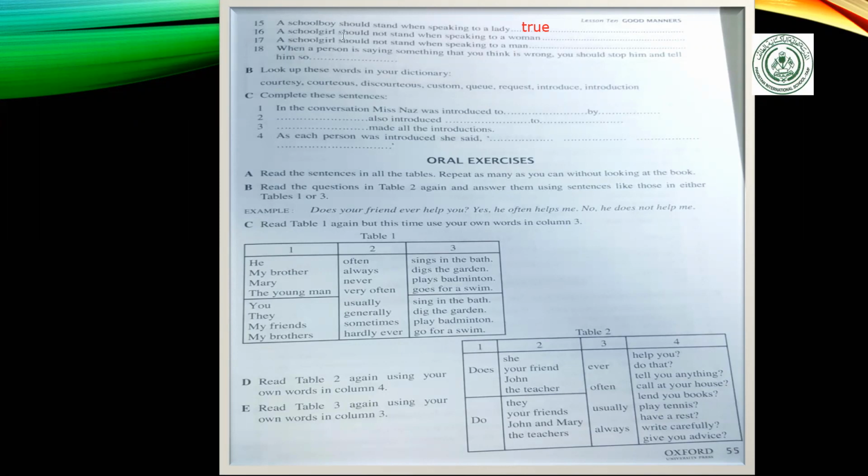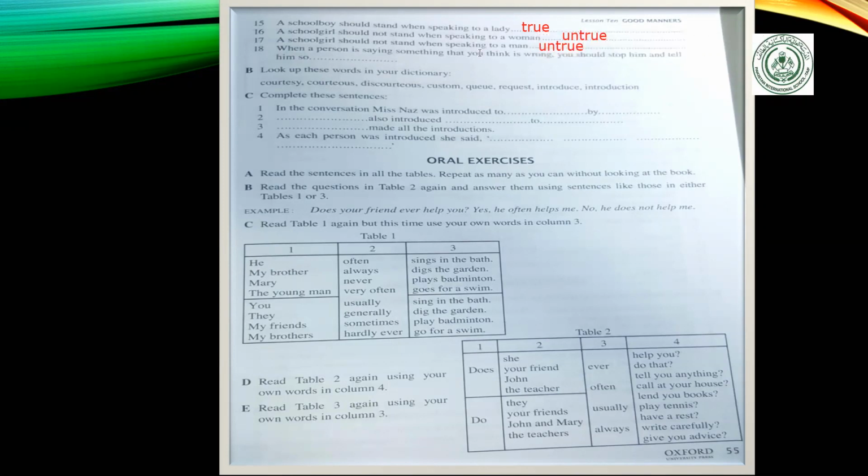A schoolgirl should not stand when speaking to a woman. Is it true or untrue? Number 16, untrue. She can and she must. And number 17, a schoolgirl should not stand when speaking to a man. Is it true or untrue? Number 17, untrue.